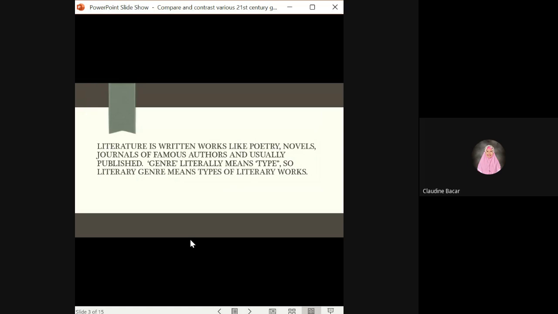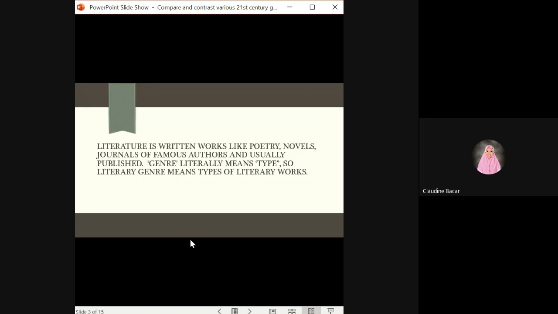Literature is written works like poetry, novels, journals of famous authors, and usually published. Genre means type, so literary genre means types of literary works. We have a desire of self-expression that resulted in the production of literature. When we are a writer, it is a writer's expression of his mind, heart, emotions, thoughts, and ideas. Literature is written works like poetry, novels, journals of famous authors, and usually published. Another meaning of genre is type, so literary genre means types of literary works.